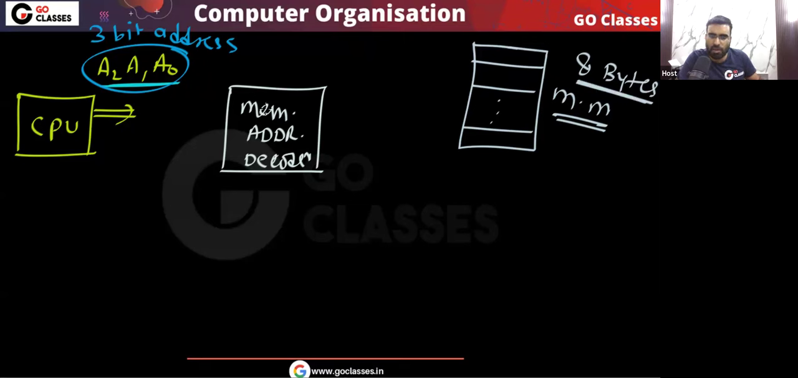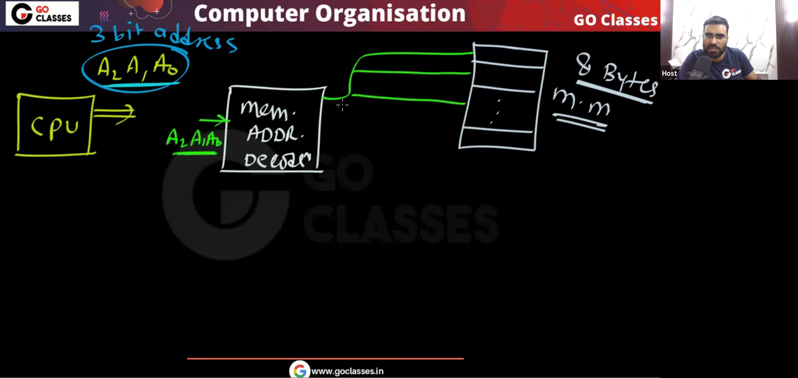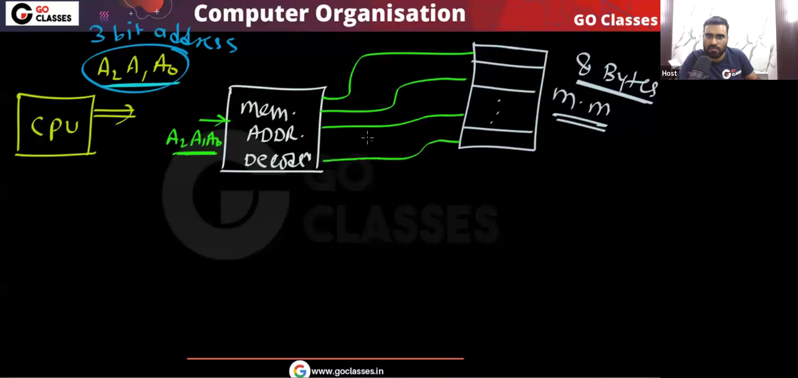So there is an address decoder that you already know. You will give this address, A2, A1, A0, and depending on the address, these locations will be selected. Yes or no? For example, if the address is 000, then this location will be selected. If the address is 001, this location will be selected. If the address is 111, this location will be selected. Is this point clear? Please tell me.